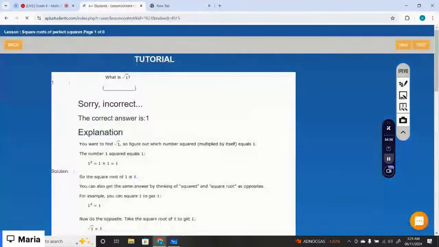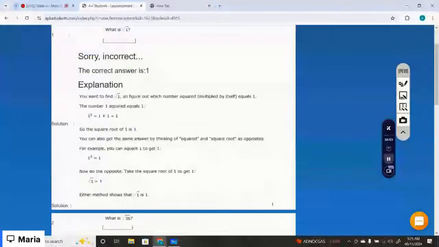What is square root 1, right? To find the square root of 1, we need to find which number when multiplied by itself makes 1, right? So 1 times 1 is 1, right? So that means the square root of 1 is 1.